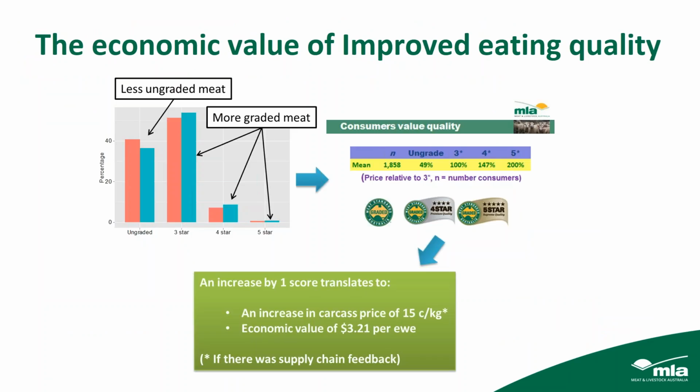For the economic model or value of improved eating quality, we can say from the consumer data that has been collected, we want to have less ungrade meat and more animals grading in a 4 or 5-star. From that, we know that consumers will pay 50% less if a product falls into an ungrade component, but they will pay 50% more for a 4-star product, and double the amount for a 5-star product. So we were able to work out that an increase of 1 score equates to 15 cents a kilo in carcass price, and essentially we could equate that to an economic value of an increase of $3.21 per ewe per year.